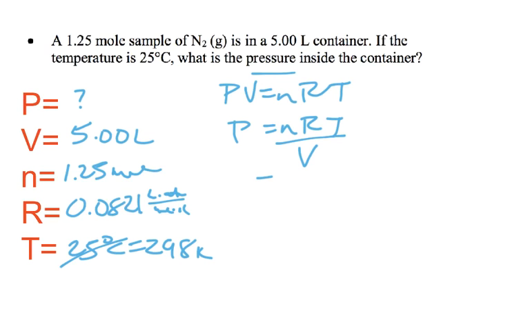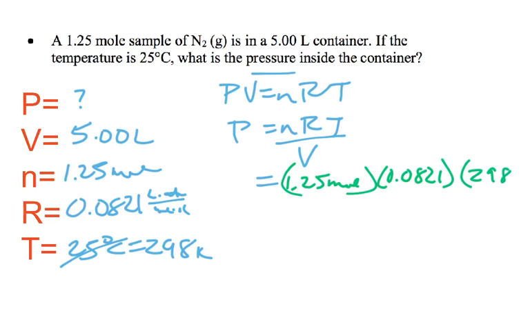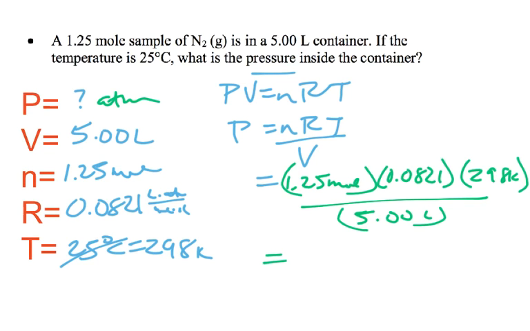divided by V, and I'm going to substitute in, and so I have 1.25 moles, 0.0821 liter atmospheres per mole Kelvin, 298 Kelvin, all divided by the volume, which is 5 liters. And this answer is going to come out to be in atmospheres. And the value I get, 6.116, so I'm going to say 6.12 atmospheres.